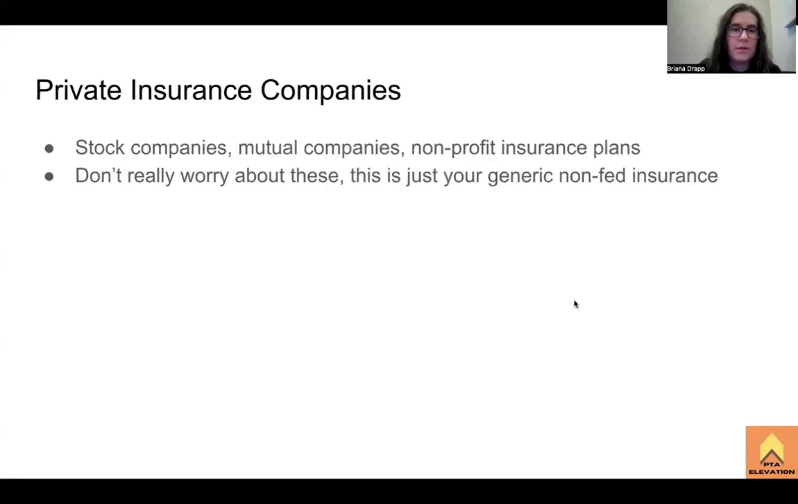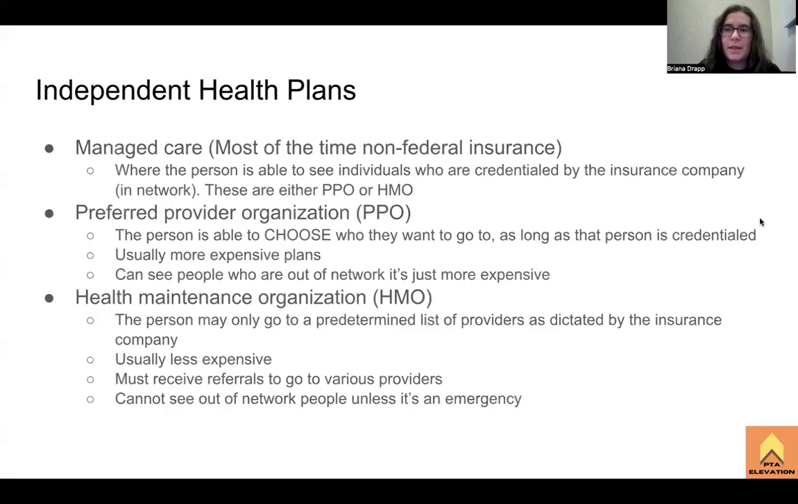So let's talk about private insurances. These are stock companies, mutual companies, or nonprofit insurance plans. There are so many different ones out there, we could get into grand depth about this. A lot of the private insurance companies end up having HMOs and PPOs as well. I just wouldn't worry about this too much, because this is just your generic non-federal insurance, and you can treat multiple ones at the same time. It is what it is. Again, these are probably things that people get from the Marketplace or something like that.